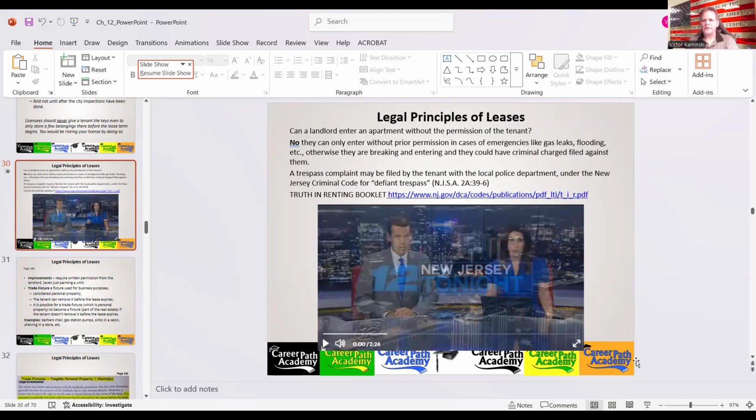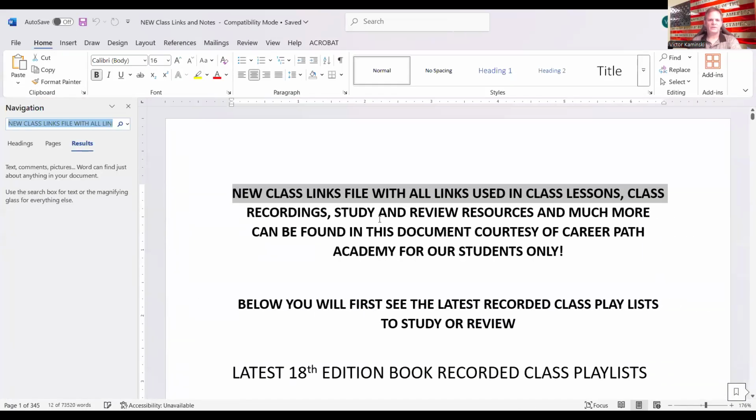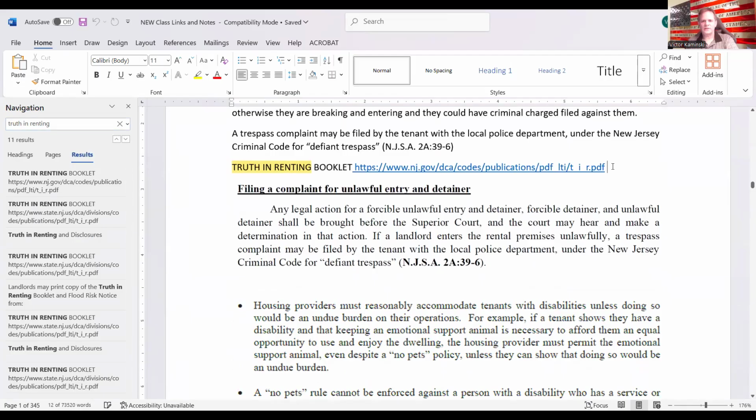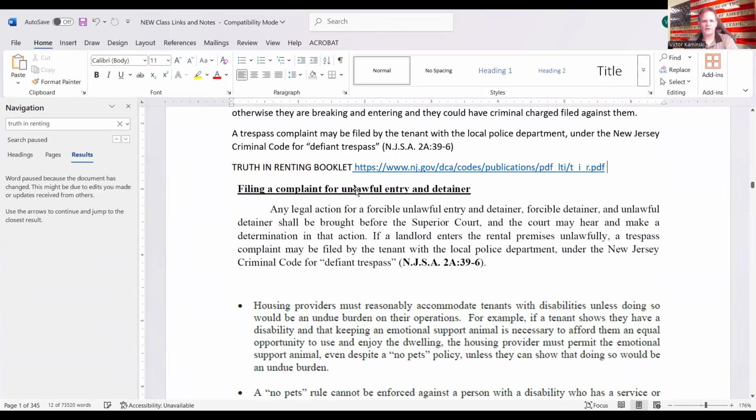But now I want to make sure that our class links Word document notes are up to date as well. So let me open the class links and notes. I've got to update it there. So you guys can see here, we're going to be looking for the next one, Truth in Renting. All right, here's the booklet. That link has changed. So boom. It looks like I already had it updated in here, but not in that slideshow for some reason.